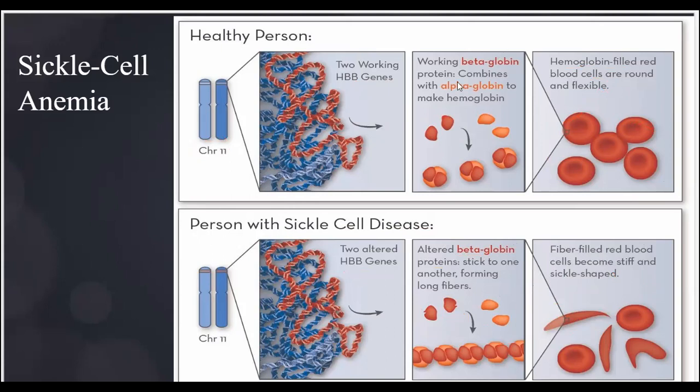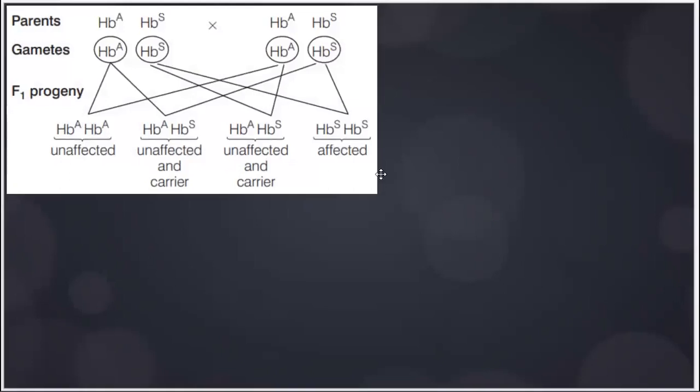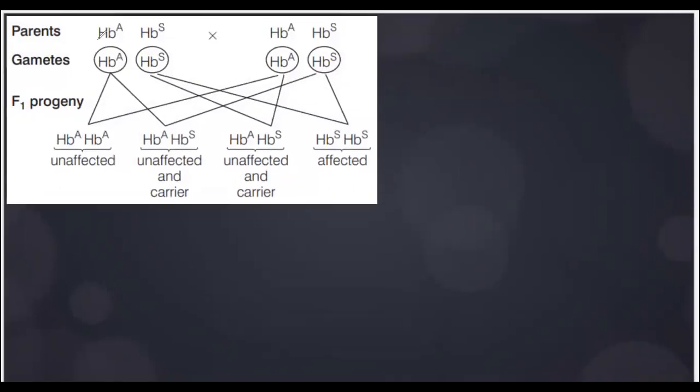Now we will see the cross, what happens when there are parents who are carriers for sickle cell. So this is a parent. This is a gene for the hemoglobin.